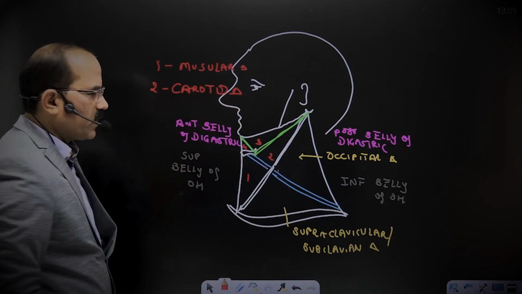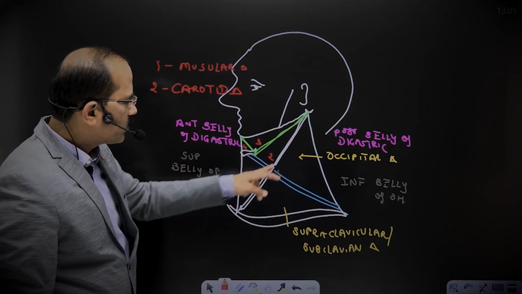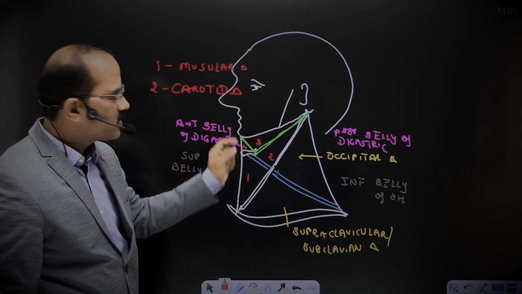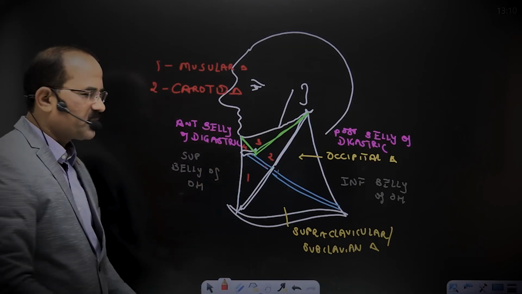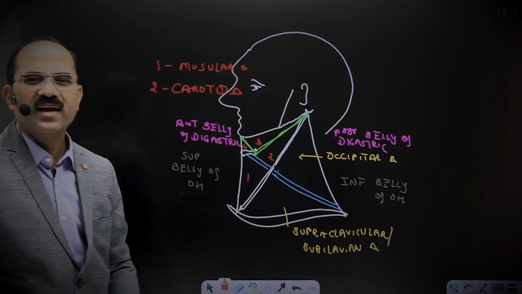That's the carotid triangle. Clear with the boundaries? I'll just repeat that. Sternocleidomastoid behind, the posterior belly of digastric in front, and the superior belly of omohyoid. That's the carotid triangle. Perfect. Triangle number 3. Any guesses?